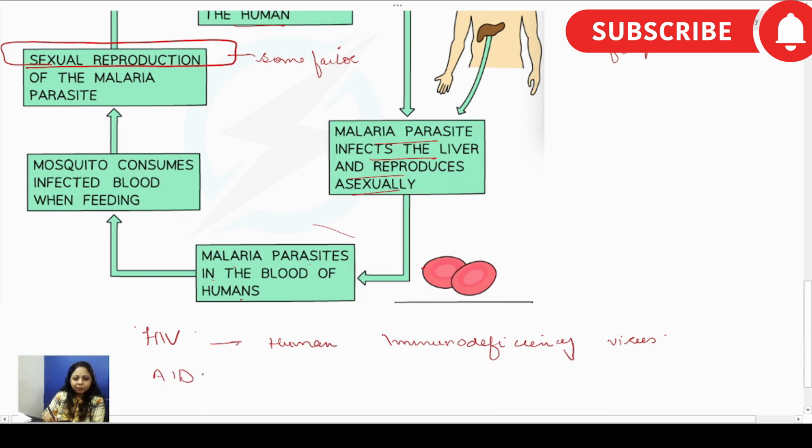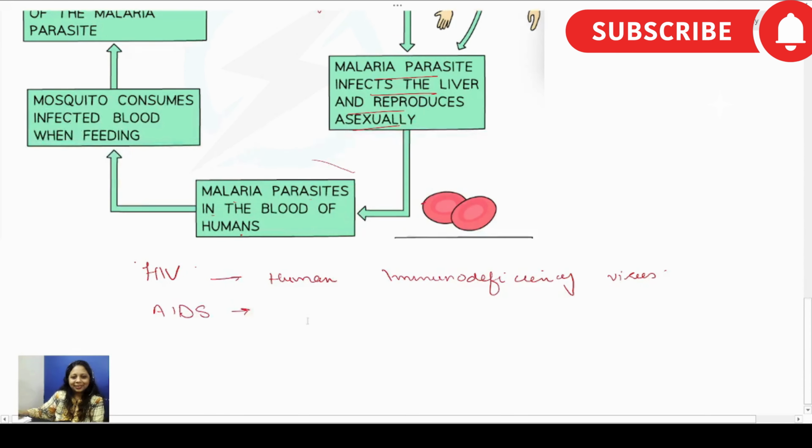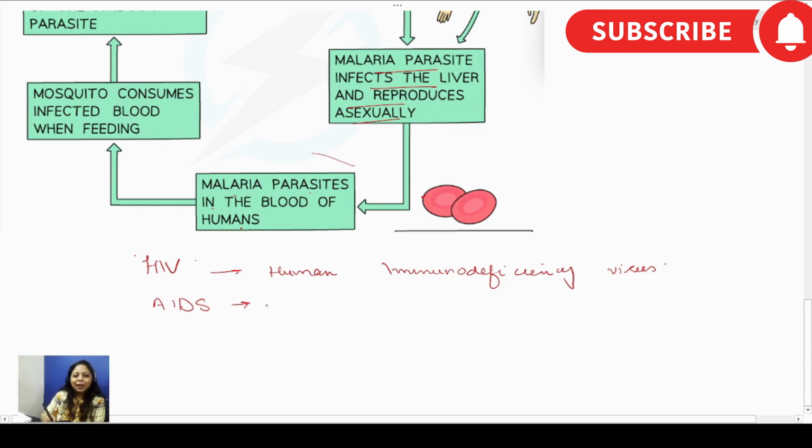What does AIDS stand for? Acquired immunodeficiency syndrome. Okay, what is the difference between disease and syndrome?